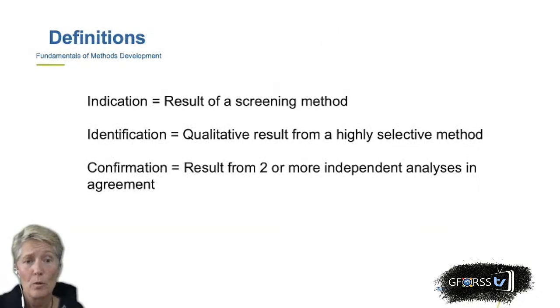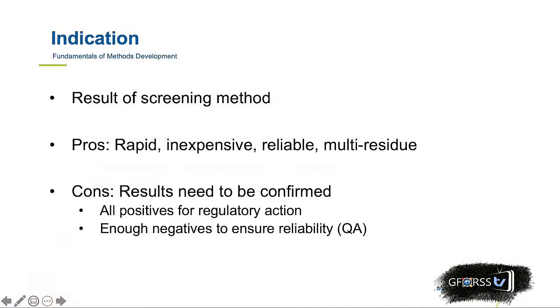Some definitions are important at this stage. In general, indication is the result of a screening method. Identification is a qualitative result obtained from a highly selective method, and confirmation is the agreement of results from 2 or more independent analyses. Screening methods are very important in food safety because of the large number of samples and an increasingly larger number of contaminants covered by regulations.